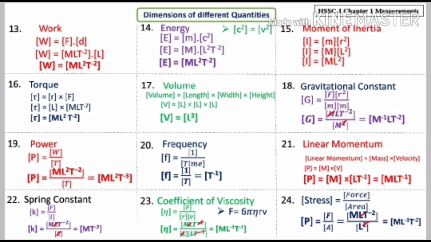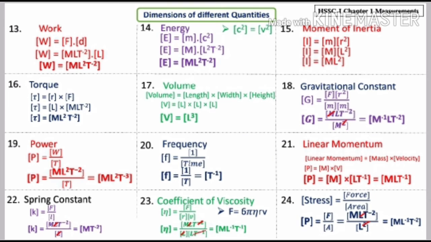But we can also sort it out with the help of Einstein's famous equation, E is equal to mc square. According to Einstein's equation, m is mass and c square is the speed of light squared.